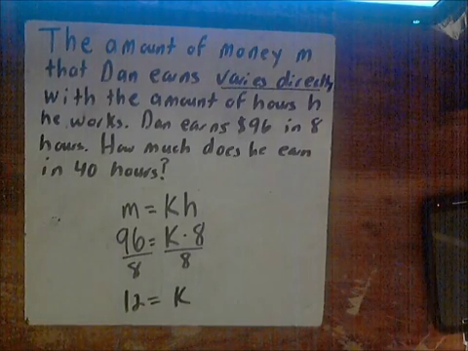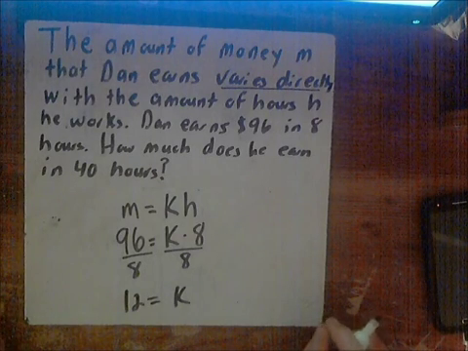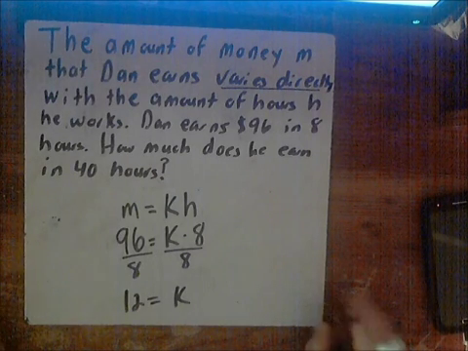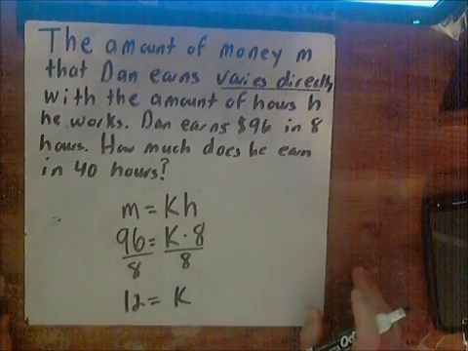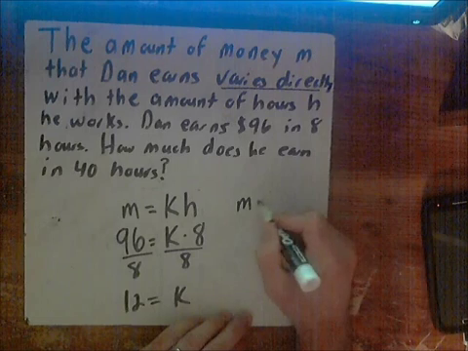K is called our constant of variation. If you were to divide the amount of money Dan makes by the amount of hours he works, you're always going to get 12 in this situation. So now we can rewrite the equation M equals 12H.